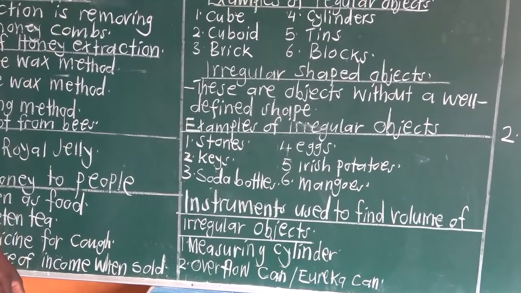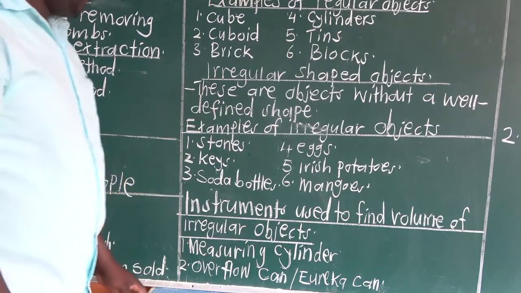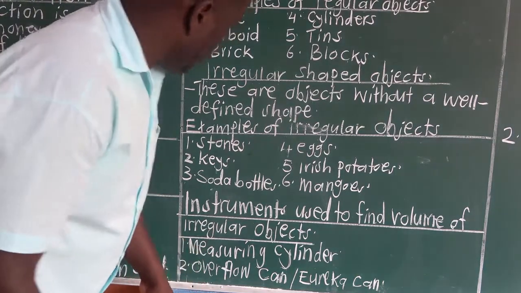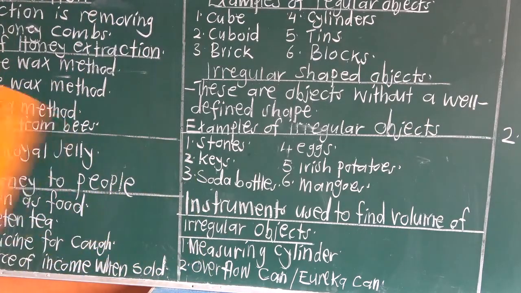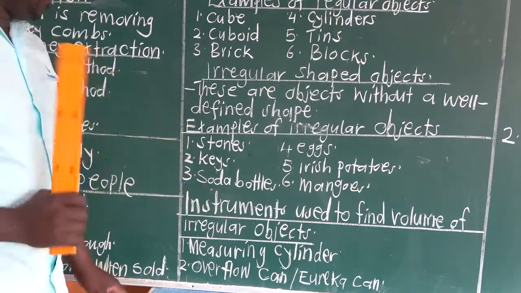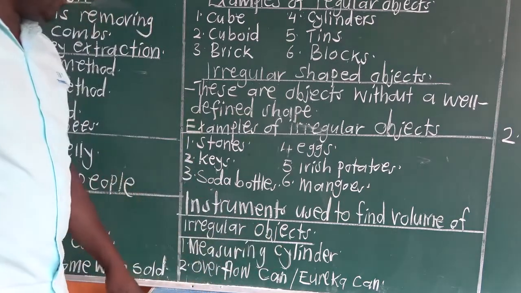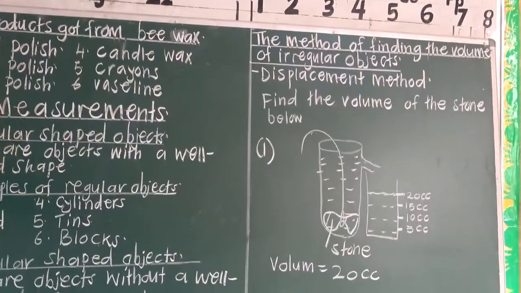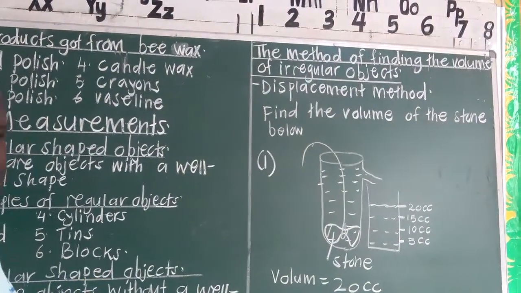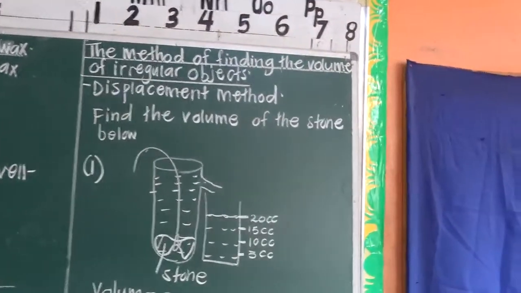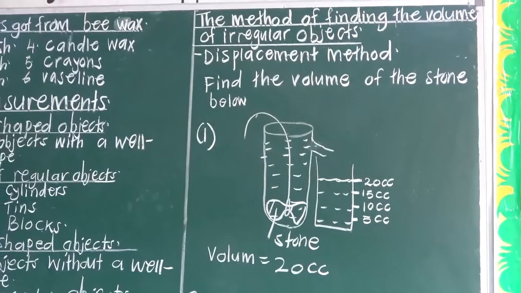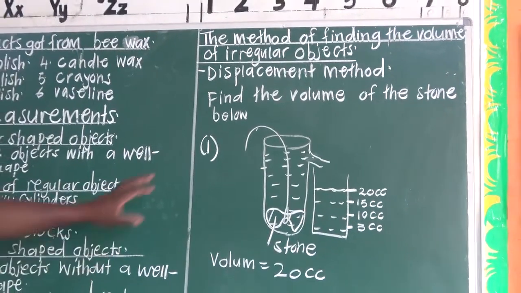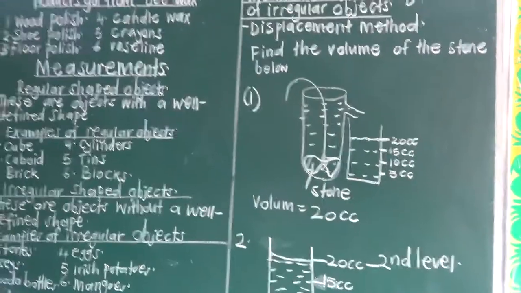Then, instruments used to find the volume of irregular objects. When finding the volume of irregular objects, we use a measuring cylinder and an overflow can, or Eureka can. The method of finding the volume of an irregular object is the displacement method. Some people call it measuring by displacement method. This method can be used to find the volume of an irregular object.